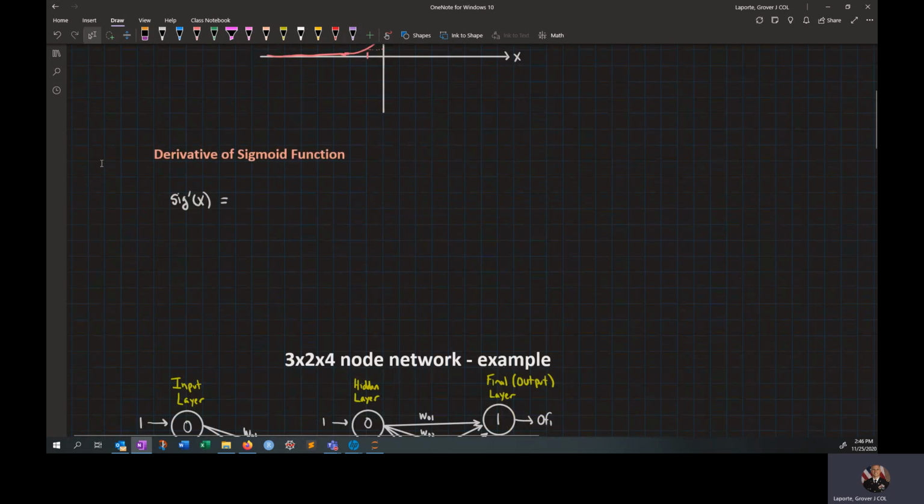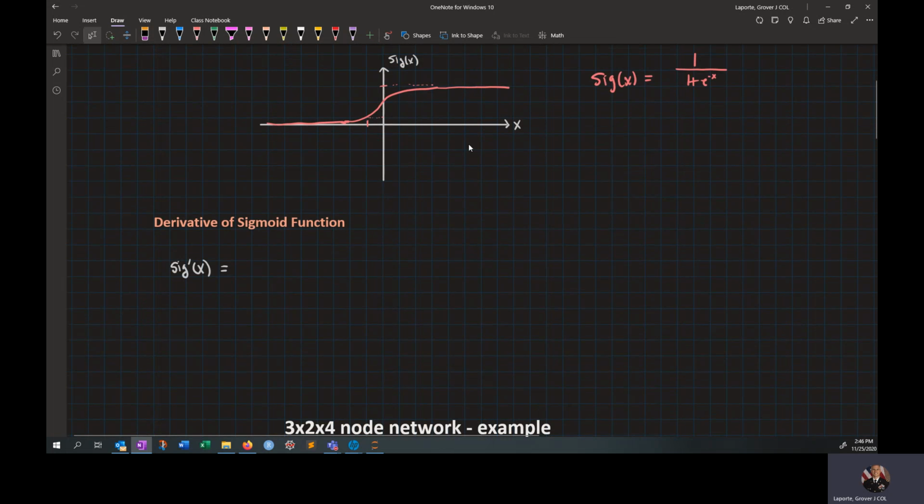The next thing we're going to need, probably starting next class, is the derivative of the sigmoid function. So let's do the derivative. Just to recall, sigmoid of x is equal to 1 over 1 plus e to the negative x. So let's use the quotient rule: low d high minus high d low over low squared. Low is 1 plus e to the negative x.